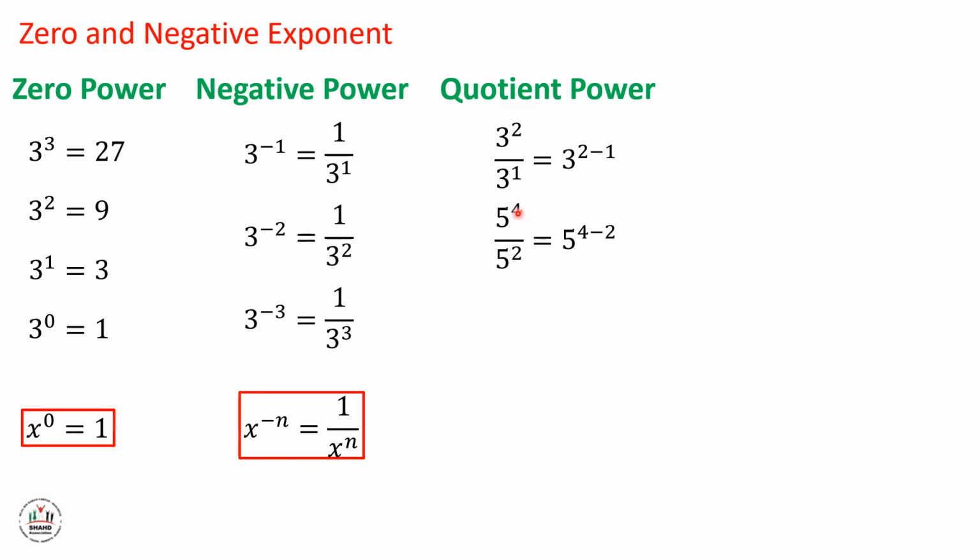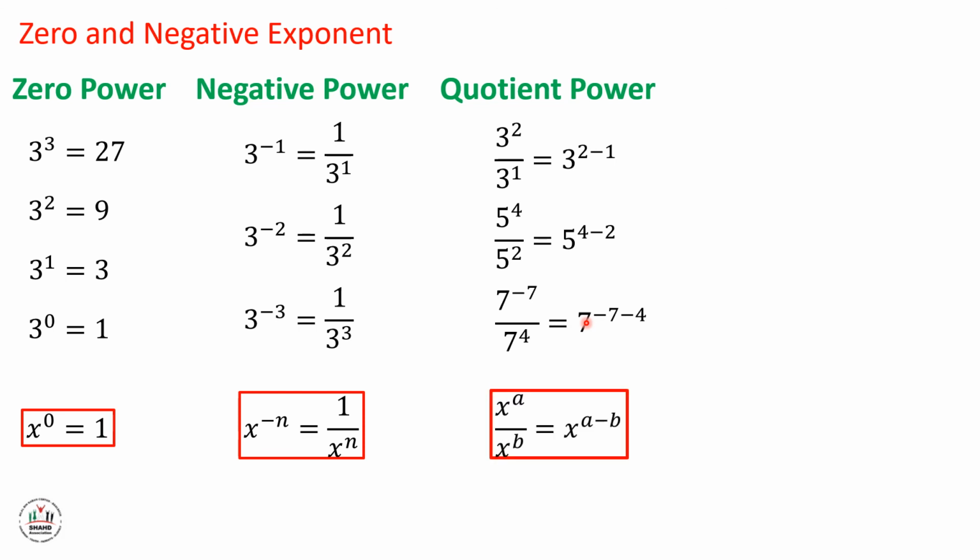طبعا ما بيهمكم الإشارة هون شو هي كانت، يعني إذا كان عندنا هون 5 power 4 عندنا هون 5 power minus 2 بتصير 4 minus minus 2 which is equal to 4 plus 2 and this will be equal to 5 to the power 6. تفرق، لازم تاخذوا الإشارة into your consideration. 7 power minus 7 over 7 power 4. Here we have 7 power minus 7 minus 4 which is equal to 7 power minus 11. So the rule said x power a over x power b equal to x power a minus b.